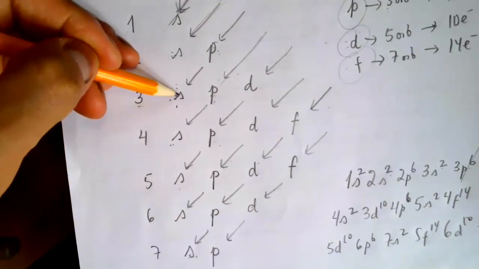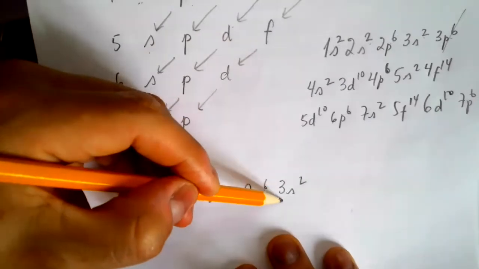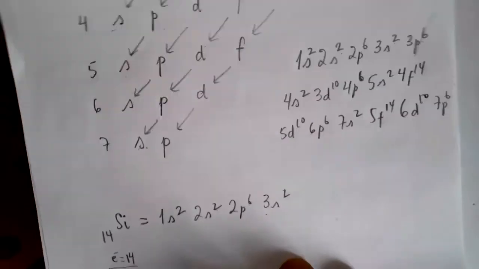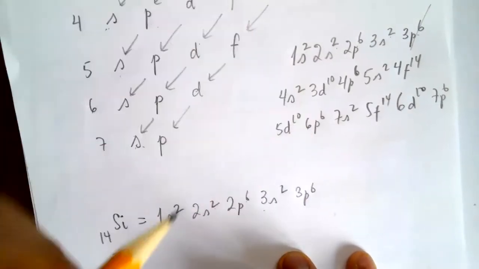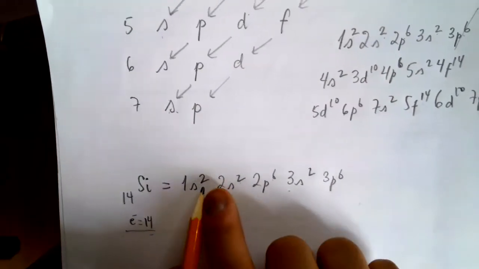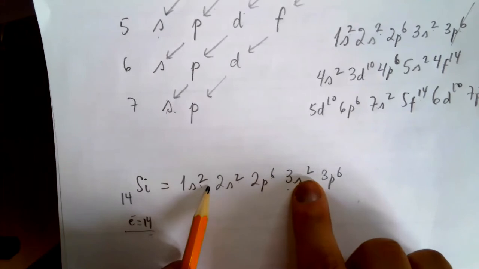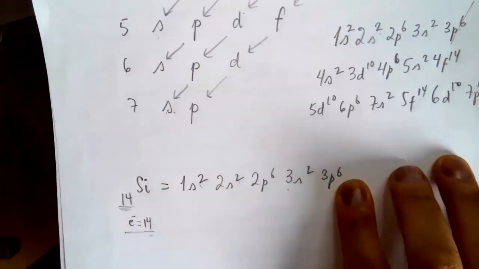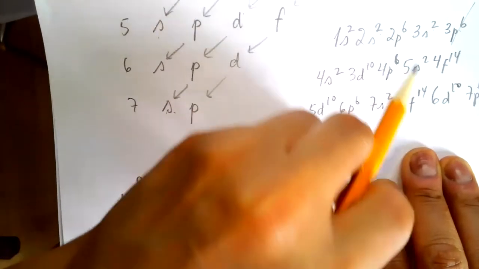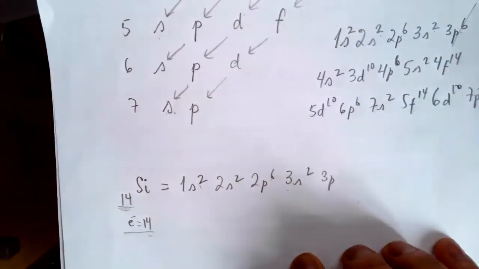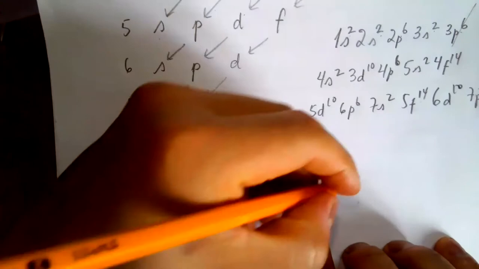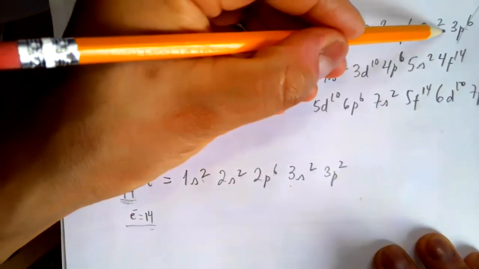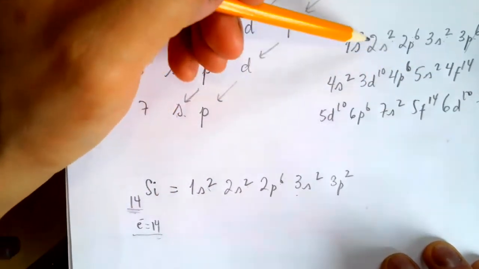Then the next one, right? After 3s2, the next one should be 3p6. But I can't put 3p6. Why? Because if I put 3p6, I will have 2, 4, 10, 12, 18. I don't want 18. I only want 14. Then don't put all the 3p6. What you're going to put is 3p2.